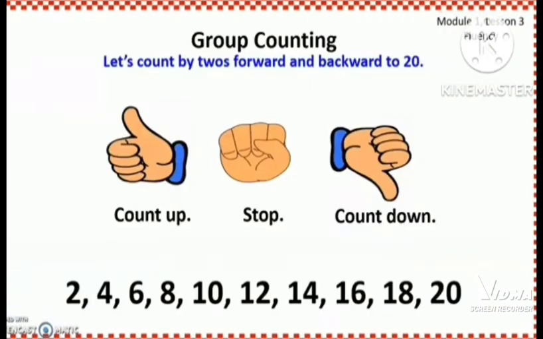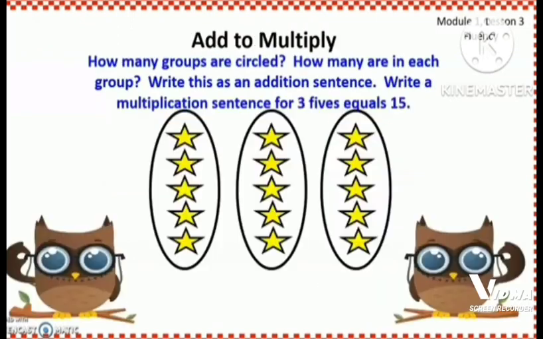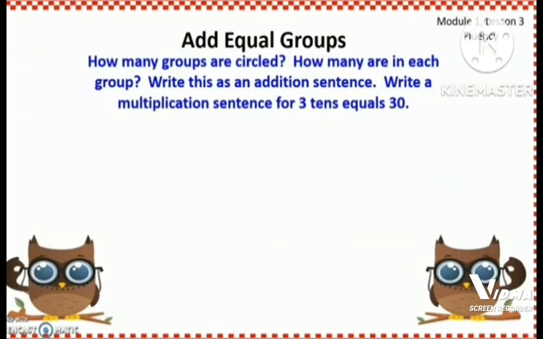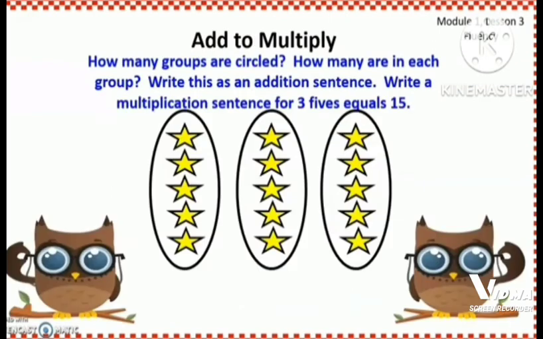Once you're done with that, you can skip count 20 back and forth. That's in twos up to 20. That's very simple as you see displayed. Now let us solve this problem. How many groups are you seeing on the screen?